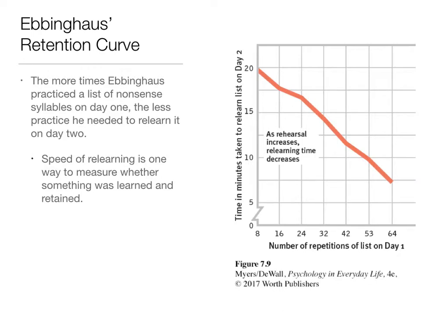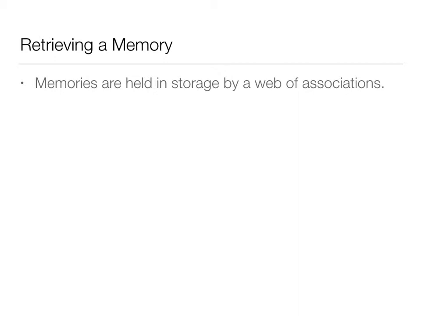Okay, so if you've ever done something, you learned it in high school, and you're having to learn it again in college, again, it's a lot easier the second time around because you have some of the retention from the first time. So when we retrieve a memory, again, our memories are held in storage by a myriad of different associations. We'll talk about this a little bit in the brain lecture.